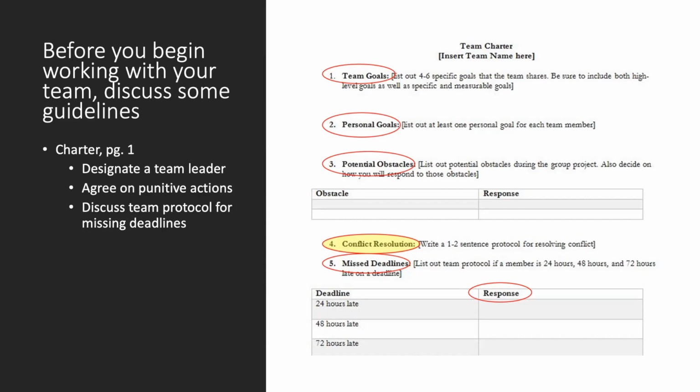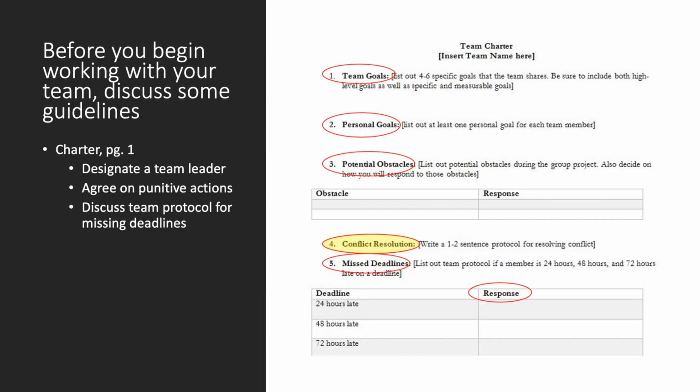We've got personal goals, right? So one person may want to really get good at design. One person may want to get a really nice portfolio piece. One person might want to write articles and have that as a portfolio piece. So each individual might have a different personal goal. One person might want to build their leadership skills and take a chance at being a leader. So we'll list those out. Potential obstacles.